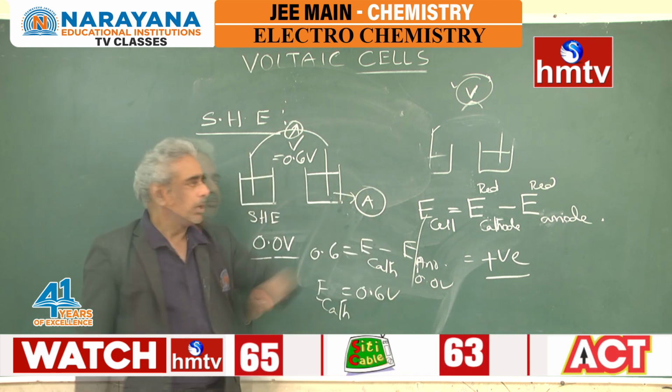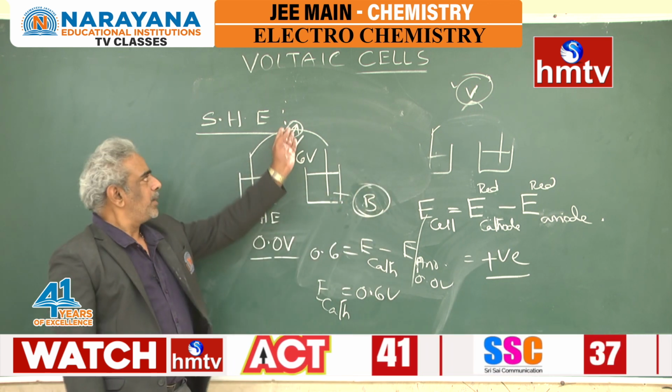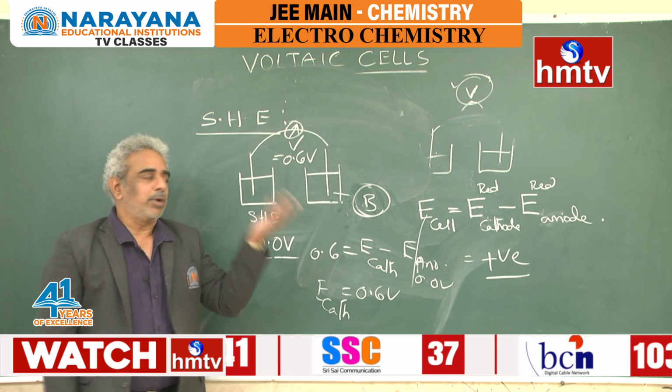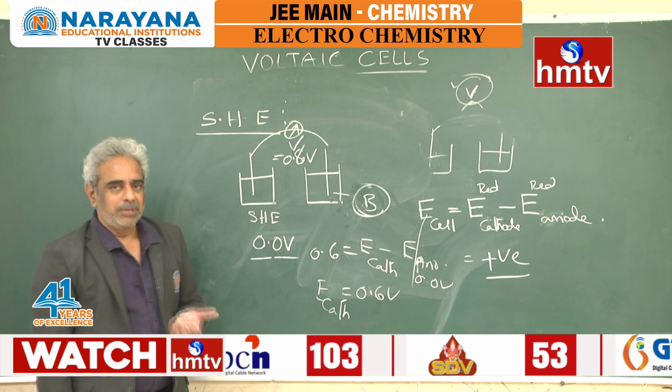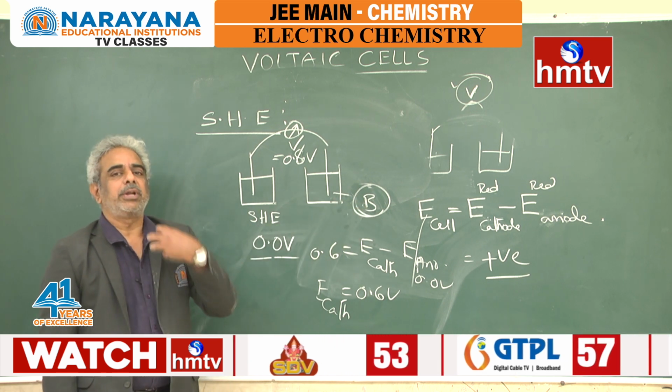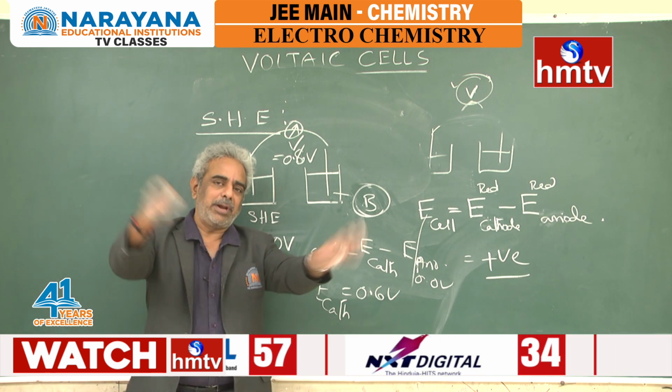0.6 volts. Now remove A, put some other electrode B, again measure the potential. Suppose this is 0.8. What do you understand? The potential of B, absolute potential of B is 0.8. So like that you keep n number of electrodes, construct.